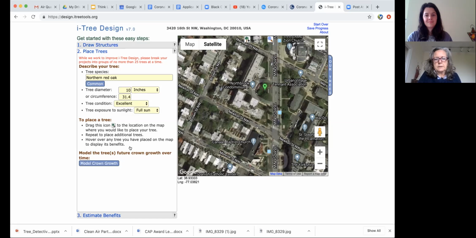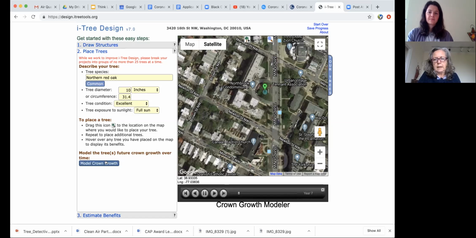So now what we can do is go over to the model crown growth. And what you will see is the growth of the crown or the canopy of the tree over a period of 40 years. So you can get a sense of how much shade that tree will give you on that property. Next thing we're going to do is go to estimate benefits.